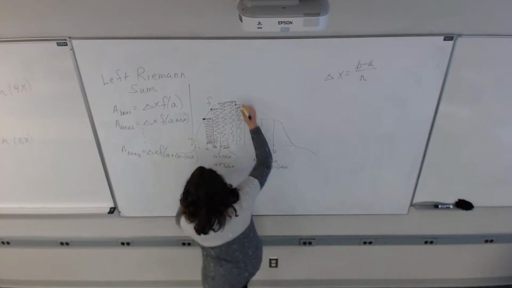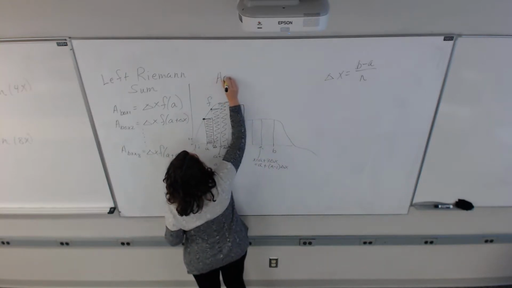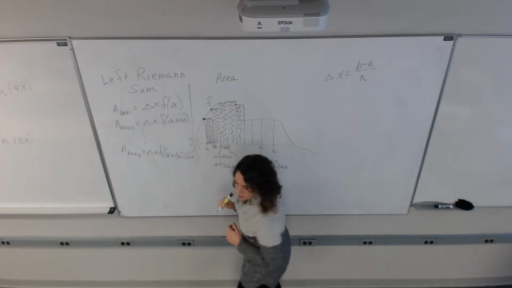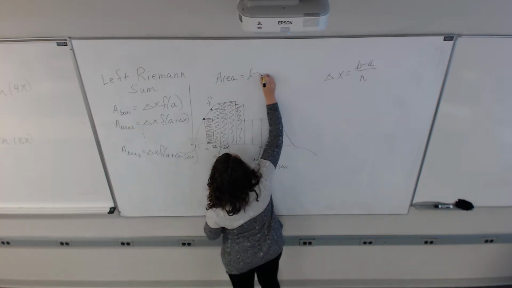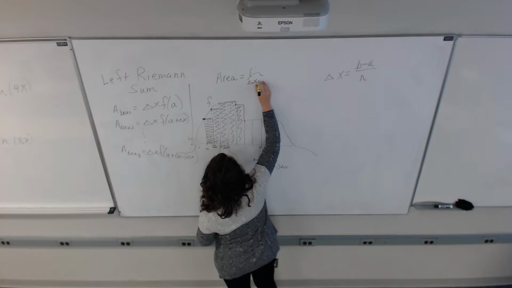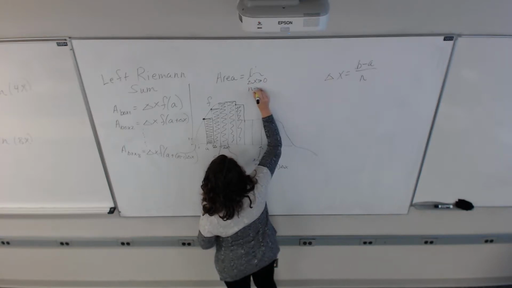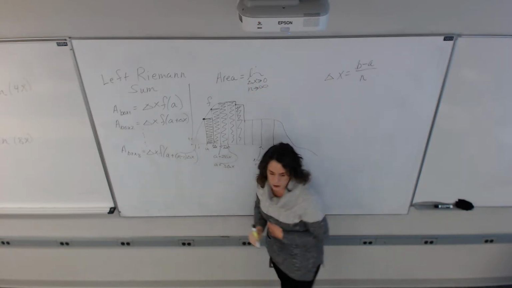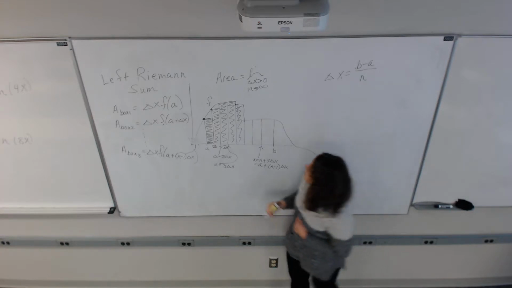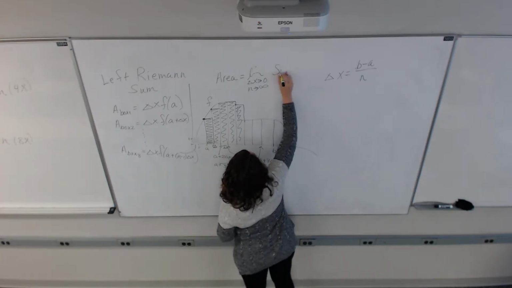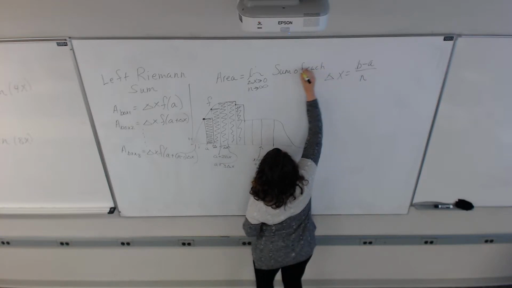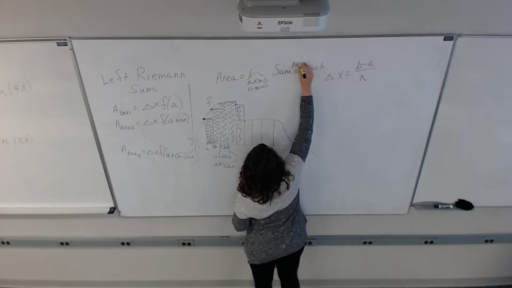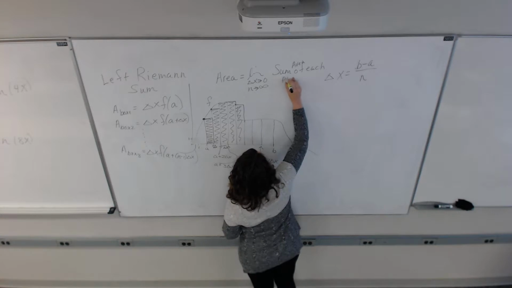So what they were able to show was that the true area under the curve between A and B is going to be the limit, and you can write it two ways, as delta x goes to 0 or as n goes to infinity, because those mean the same thing, of the sum of each partition, sum of the area of each partition.